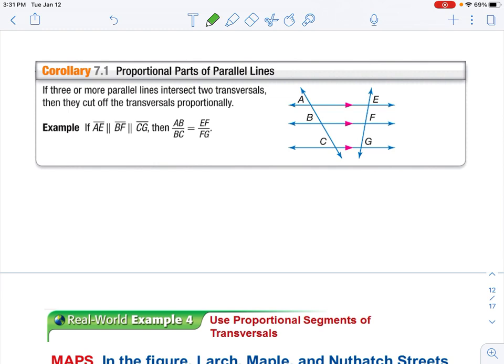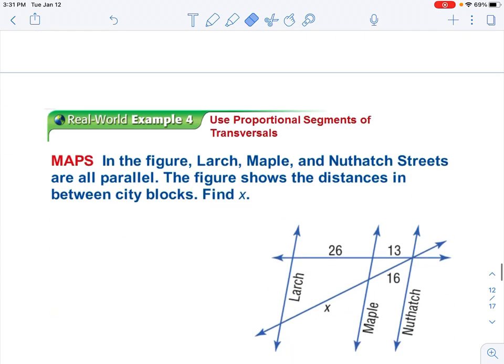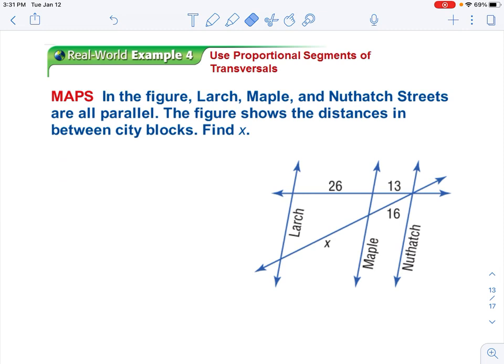So proportional parts of parallel lines: if 3 or more parallel lines intersect 2 transversals, then they cut off the transversals proportionally, and you can set up another proportion. So we have that one, and then you have this one set up as your proportions. Okay? So let's do an example.